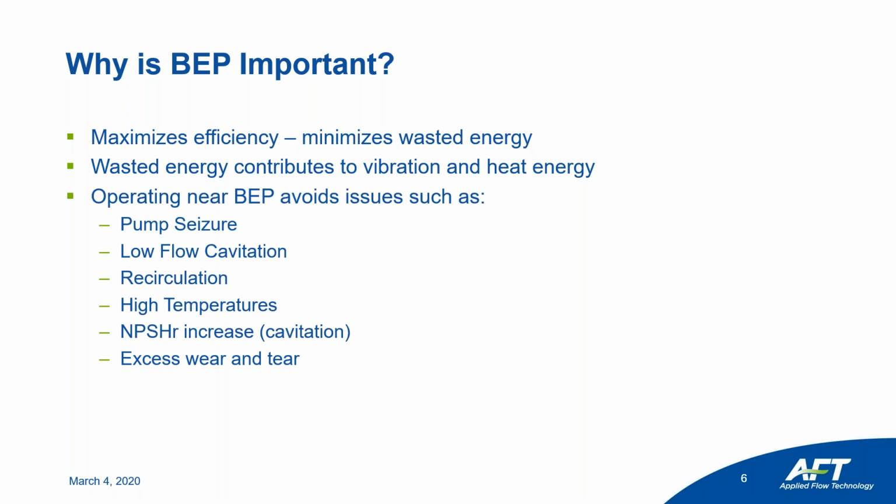So if instead of operating away from BEP, we operate near BEP, we can avoid some issues like pump seizure, we can avoid low flow cavitation, recirculation. As that fluid in the pump recirculates, it can just get more and more energy put into it. That can increase the temperature, again, expanding the casing, causing potential alignment issues. As you move towards the right of the curve, you'll see your NPSHR increase, which can lead to cavitation. And in general, you'll just see excess wear and tear.